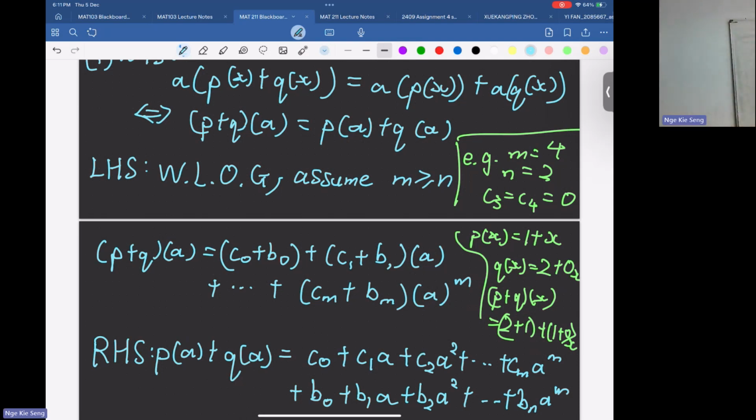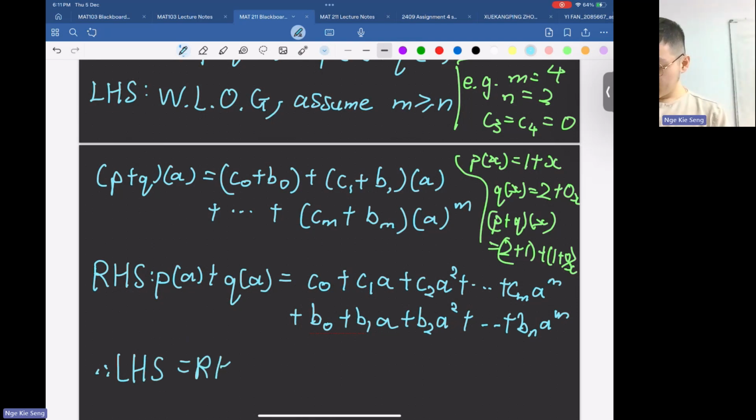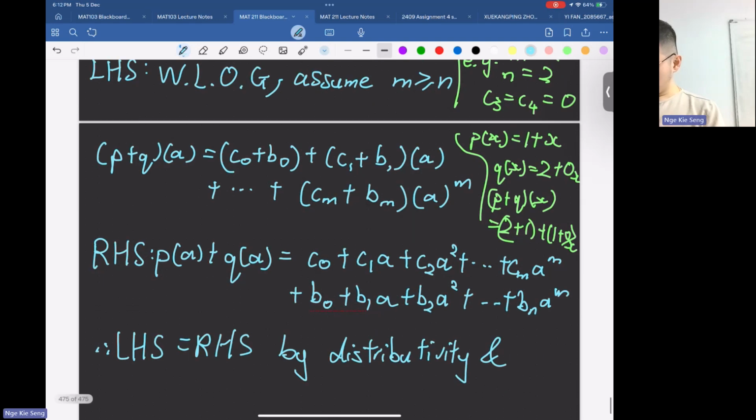Equal or not? Why is it equal? By what? Distributivity law. Distribute, right? Not just distribute, you need the commutativity law also. Because after you distribute, what do you have? You have alternating C and B. But in the right hand side, you need to group all the C together and then group all the B together. So the left hand side equals the right hand side by distributivity and commutativity.